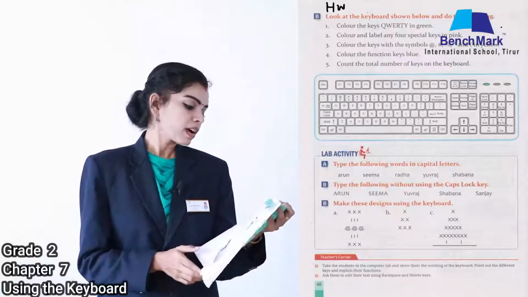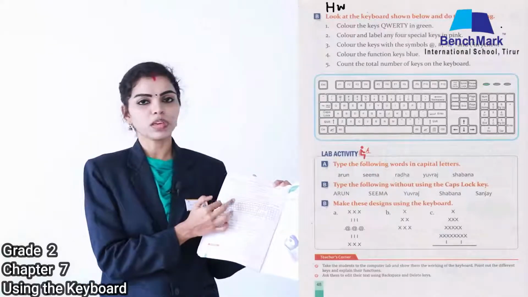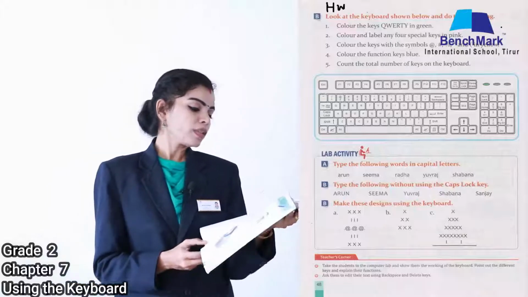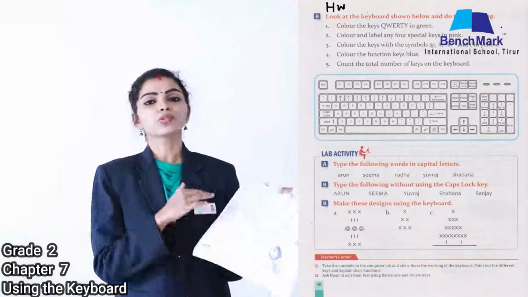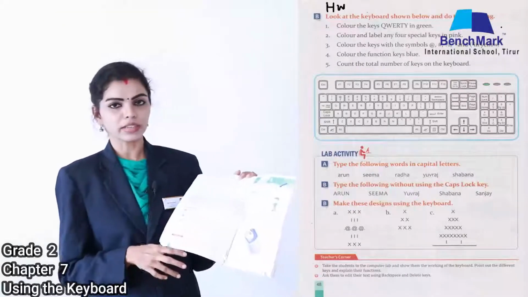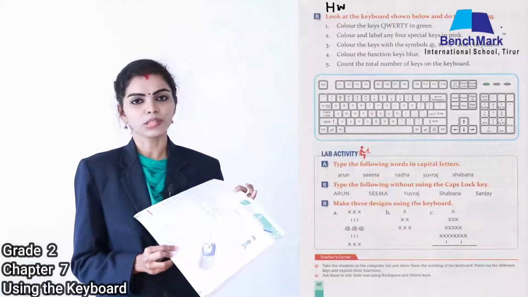Color the function keys in blue. What are the function keys? F1 to F12 are the function keys, right? So you need to color them in blue. Count the total number of keys on the keyboard. Totally how many keys do we have? We have 104 keys, so you need to count and write it out. This is also homework for you guys. You need to do this at home.